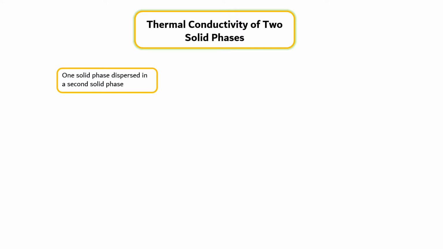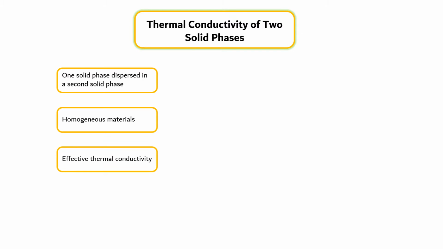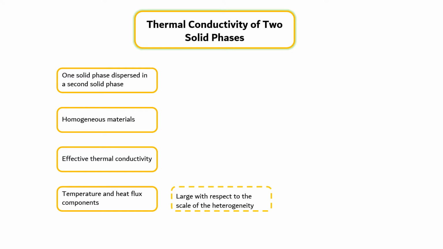For steady conduction, these materials can be regarded as homogeneous materials with an effective thermal conductivity. The temperature and heat flux components are reinterpreted as the analogous quantities averaged over a volume that is large with respect to the scale of the heterogeneity, but small with respect to the overall dimensions of the heat conduction system.